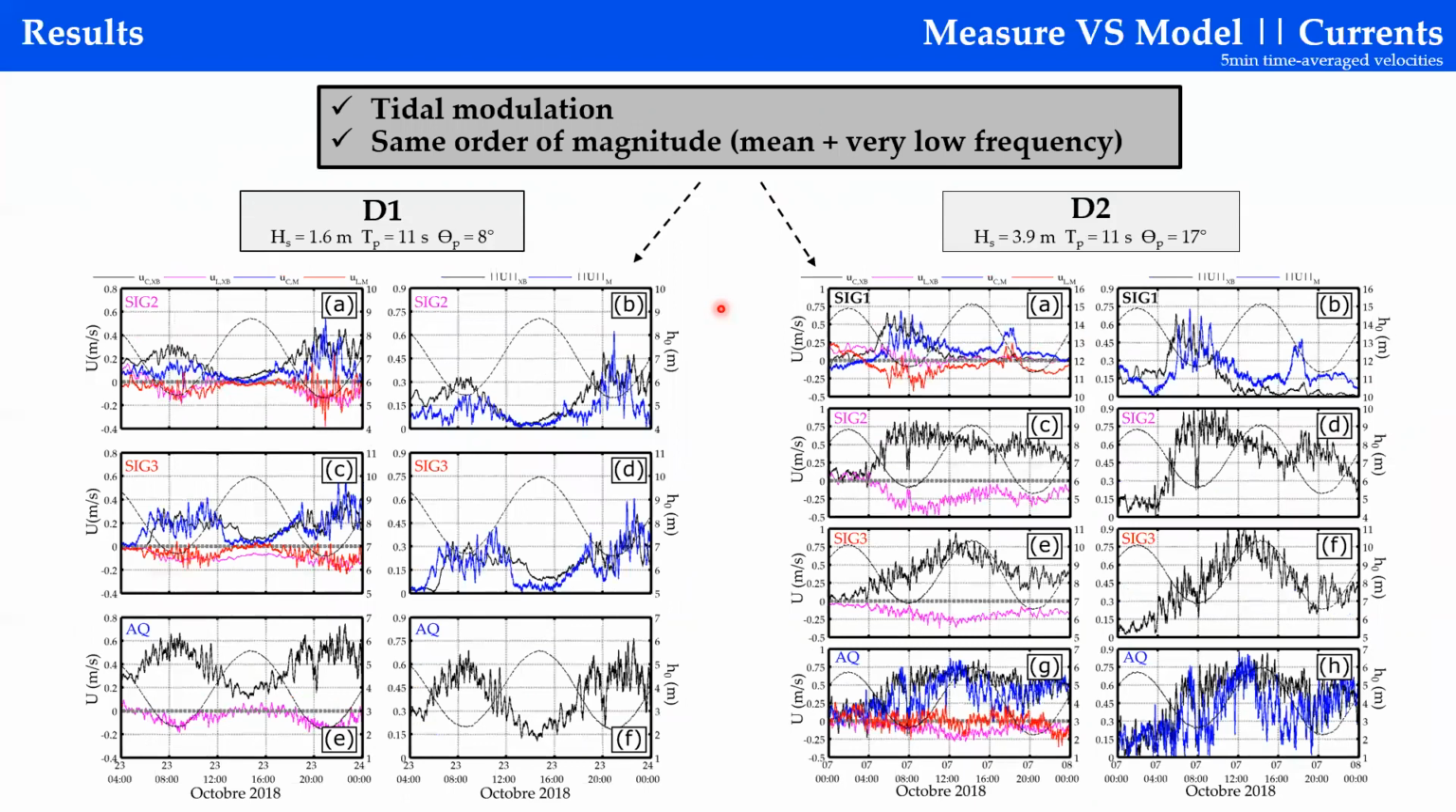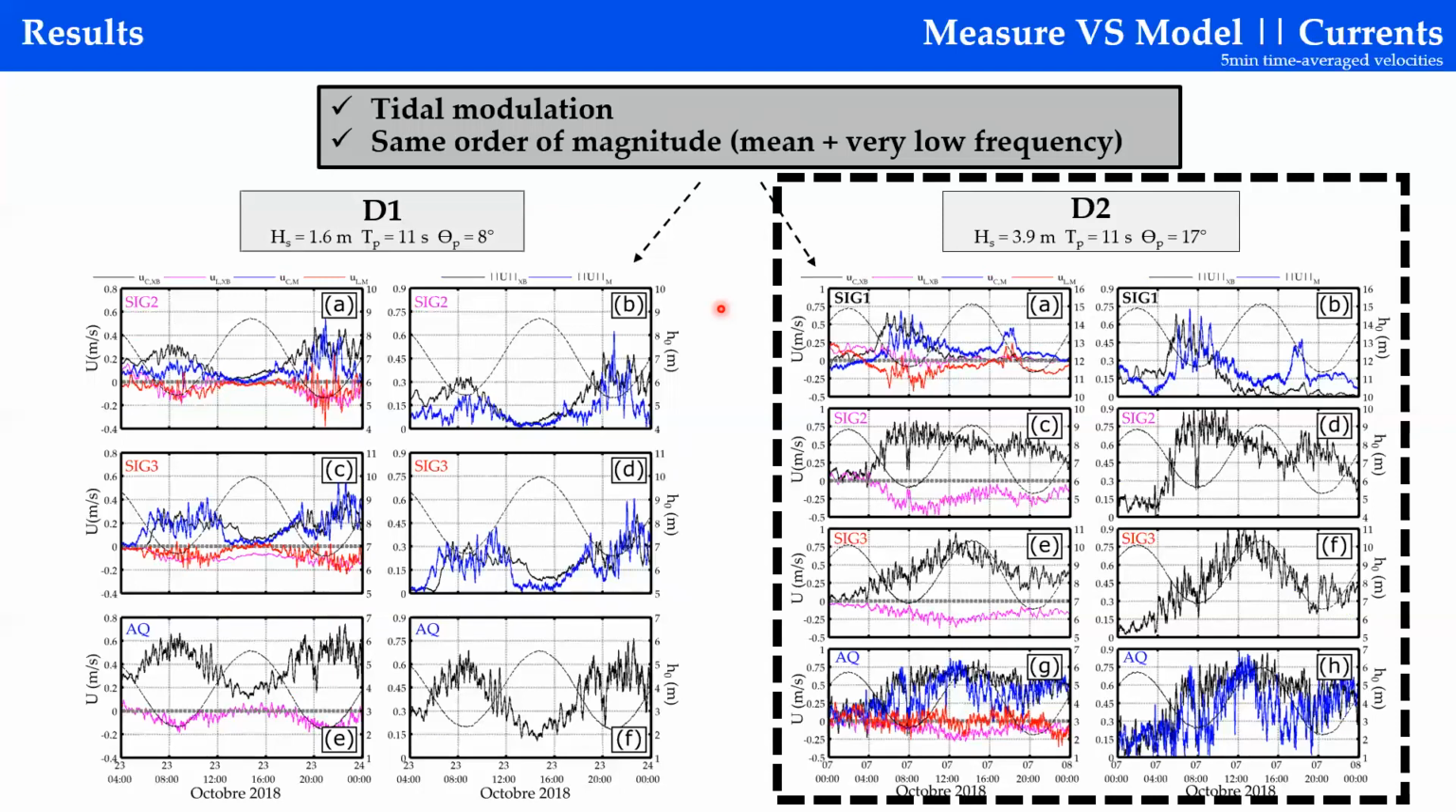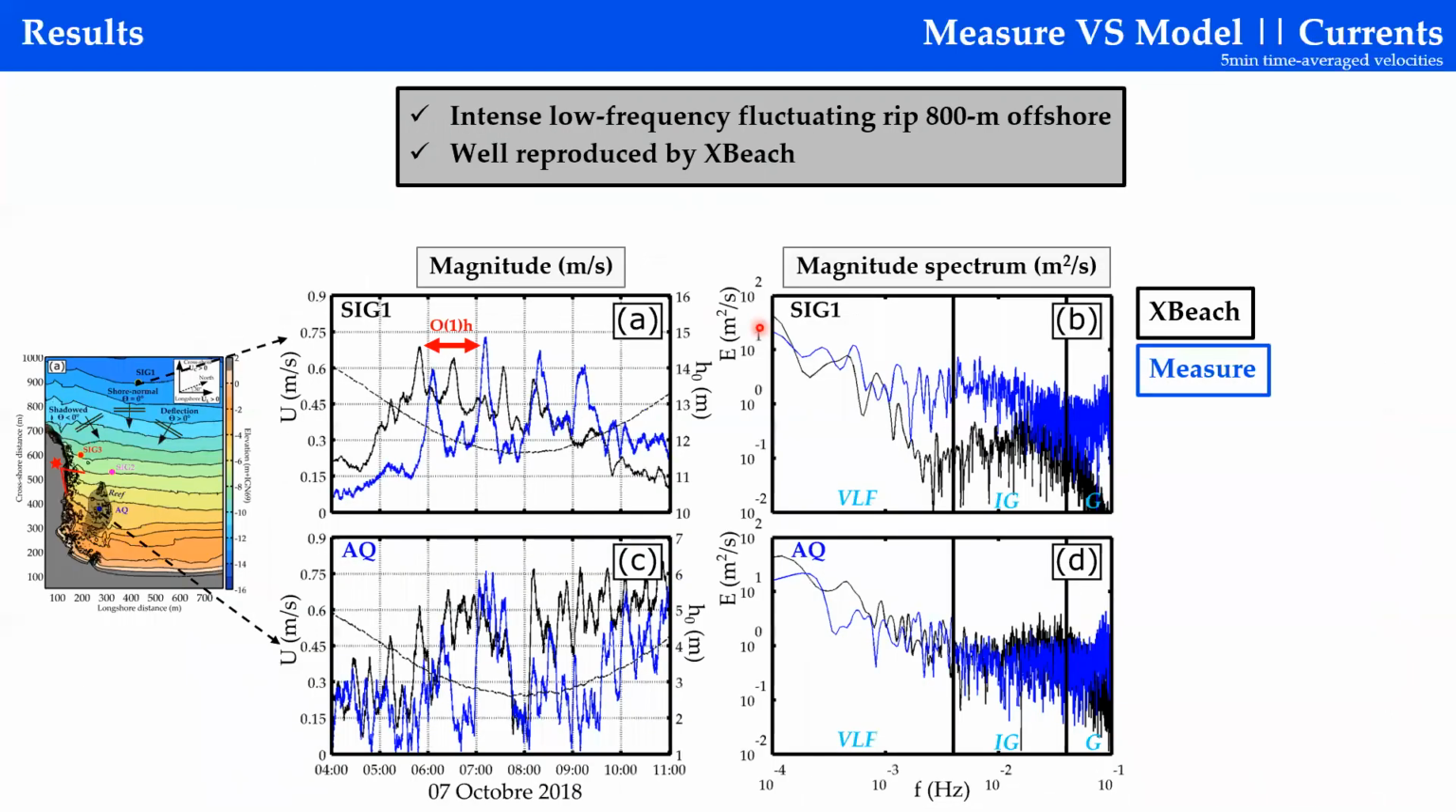In terms of currents, we show here the 5-minute time average velocities. So again, in short, the model is able to reproduce quite well the tidal modulation and the order of magnitude of the mean flow. But now we mainly focus on the energetic event that is shown on the right panel here.